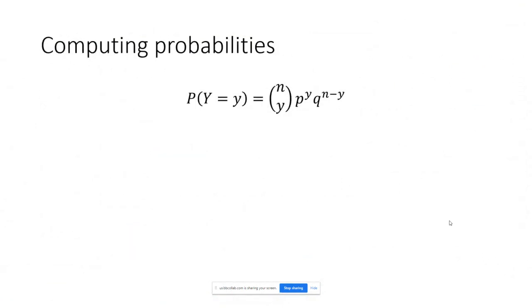So for computing probabilities from the binomial distribution, here's our formula for finding the probability that our random variable y equals some specific value little y. So take a moment to write that down, and then we'll talk about it.